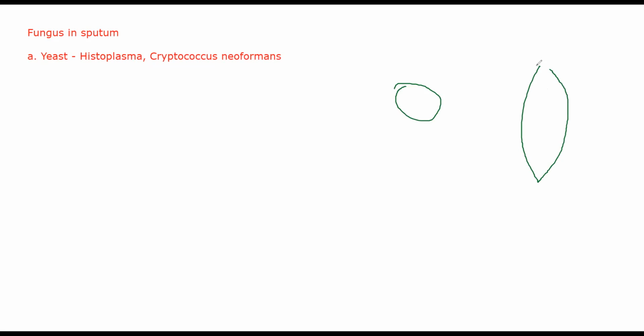Sometimes you can see yeast and pseudohyphae and hyphae, specifically Candida species. Other than Candida, there'll be single budding. You can see hyphae present along with septate. Then you can see Aspergillus.